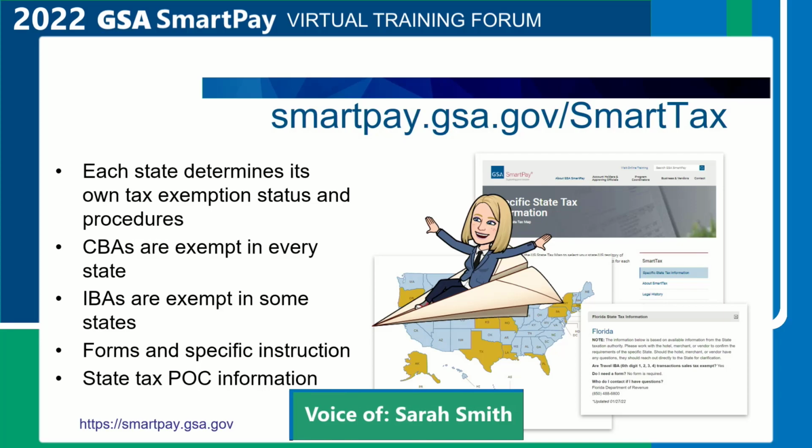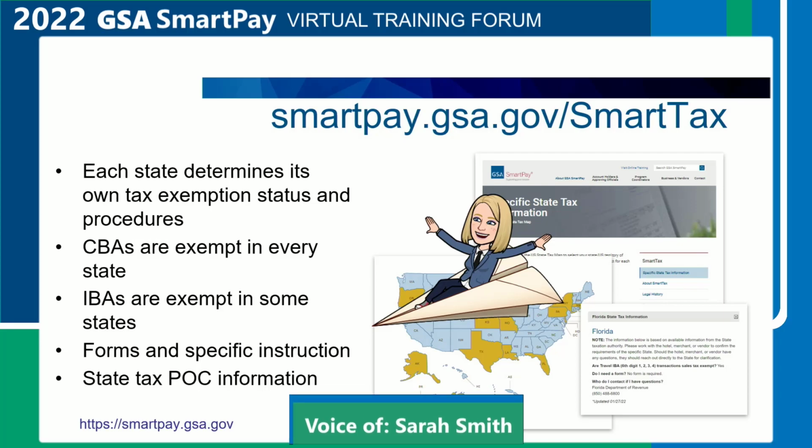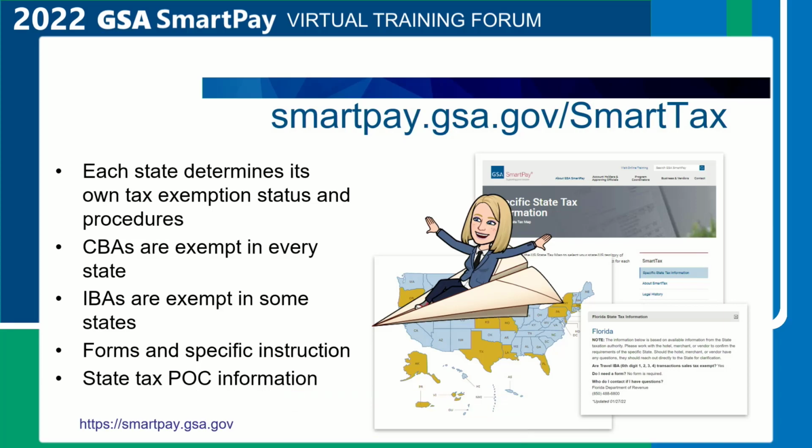So once you have determined what type of account you have, for example, a CBA or an IBA, you can go to the map to find out how taxes are handled in your state or the state where you will be traveling. This interactive map allows you to navigate the tax issue a little easier. Each state determines its tax exemption status and procedures for taxes. CBAs are exempt from state taxes in every state. IBAs are exempt from state taxes in some states.